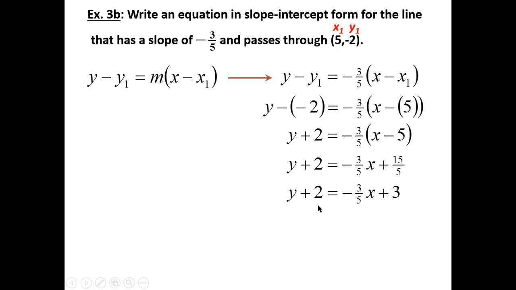And then one final step, we have y plus 2 on the left side, and in order to be in slope-intercept form at the end, we want to have y all by itself. So we'll subtract 2 from both sides, and then what we end up getting is y equals -3/5 x plus 1. And if you remember from the last example, that's the same thing that we got at the end. So whichever form you want to use, slope-intercept or point slope, they should both accomplish the same thing by the end of the problem.